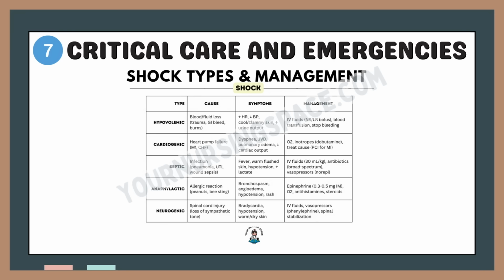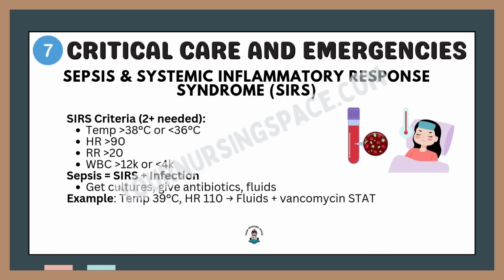NCLEX tip: septic shock sequence. Fluids first, pressure second. Get it down. Since we mentioned sepsis, let's flow into that. SIRS, systemic inflammatory response syndrome, needs 2 or more: temperature over 38 or under 36 Celsius, heart rate above 90, respiratory rate over 20, or white blood cells over 12,000 or under 4,000. Add an infection, and it's sepsis.